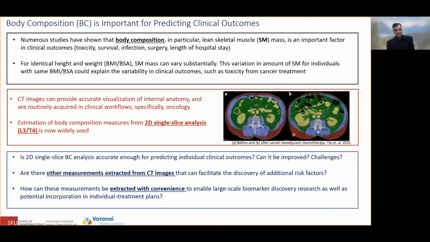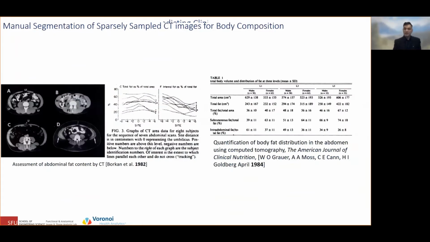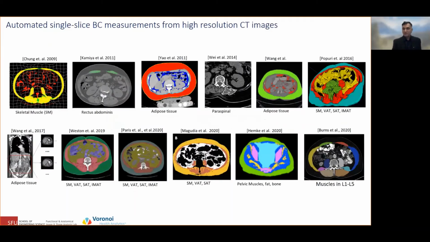Now, body composition analysis has come a long way, from manual segmentation of sparsely sampled CT images, where it started in the 80s, to automatic measurements from high-resolution CT images. There exist several algorithms in the literature now that have automated the process of extracting muscle and fat measurements, typically from a single slice at the L3 or T4 levels. And now single slice analysis is basically the standard in the field.